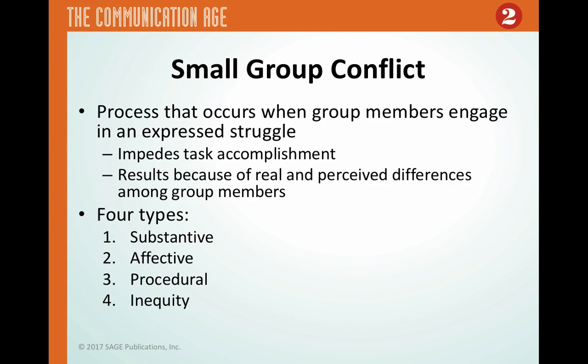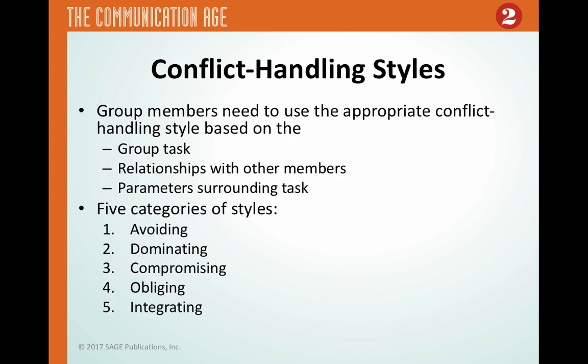There's 4 types. There's substantive, effective, procedural, and equity types of small group conflict. I'm not going to go over those in great detail, but make sure you're aware of them and can define them from your textbook. But how do we fix conflict? How do we solve problems that emerge in our group communications?